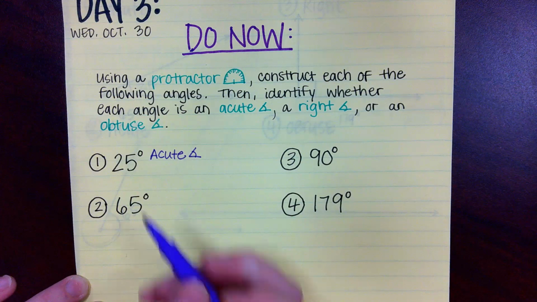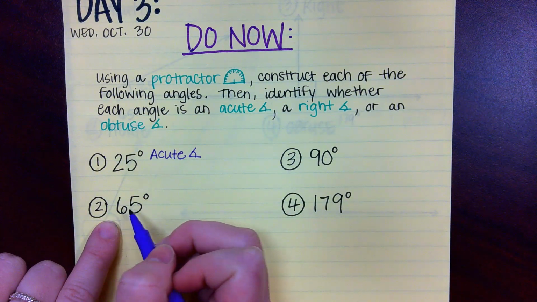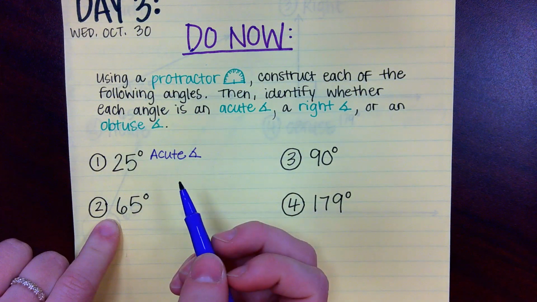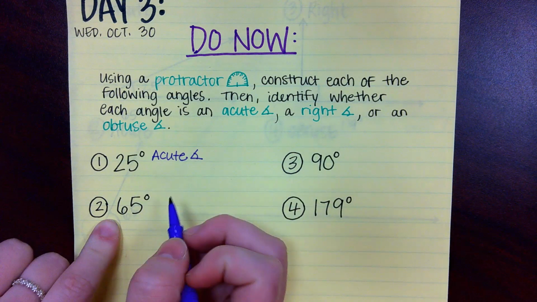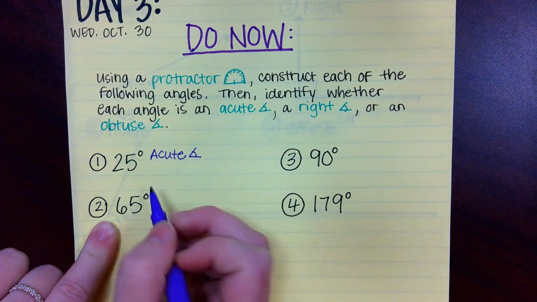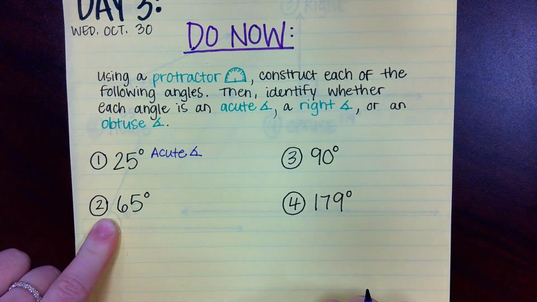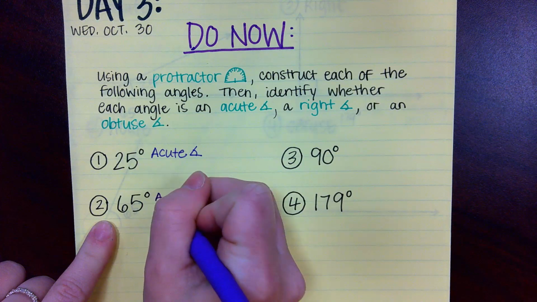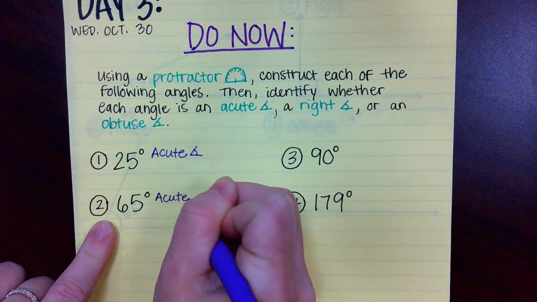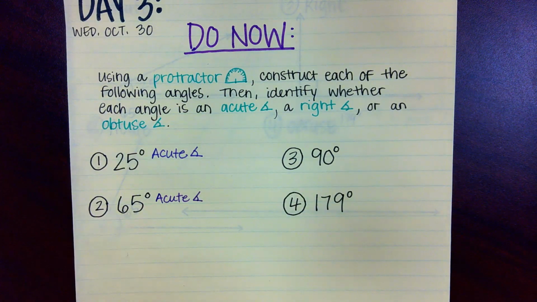Number two, we got 65 degrees. Yes, you went left to right, that's okay. So 65 degrees, that is less than 90. So it is also acute. Acute angle. I'll put my numbers on here. That's okay. All right.